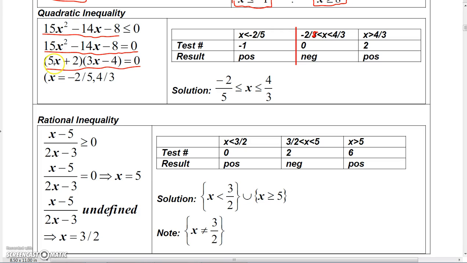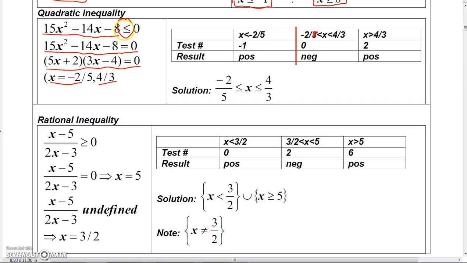So I factored it, and I got 5x plus 2 times 3x minus 4. And then if I set that equal to 0, I get negative 2/5. And then if I set that equal to 0, I get 4/3. Now, I want to know when this expression is negative or 0.